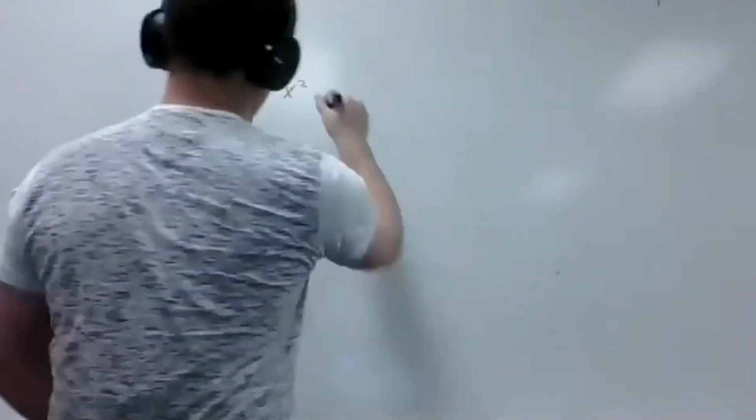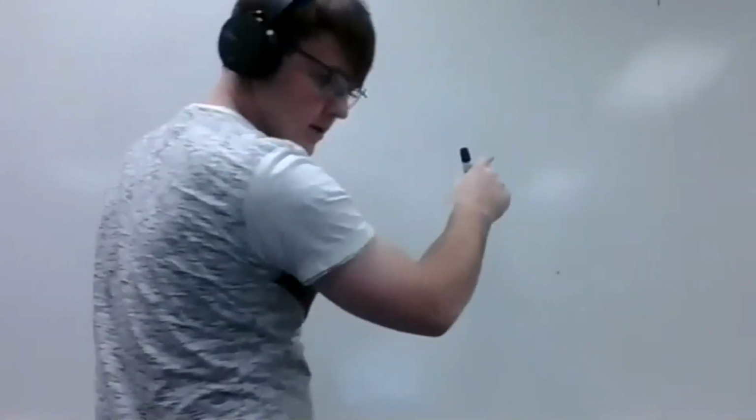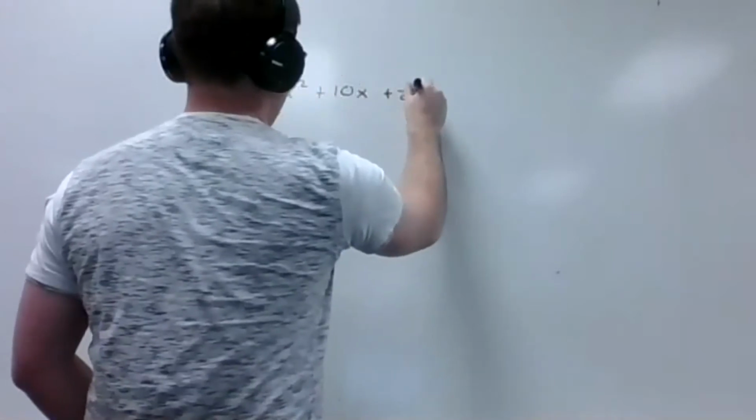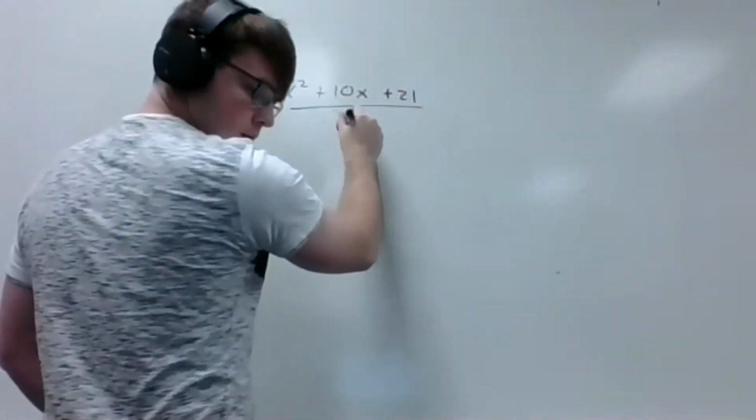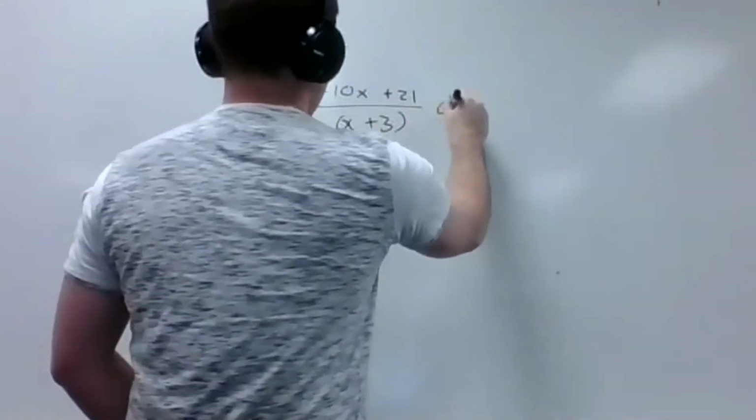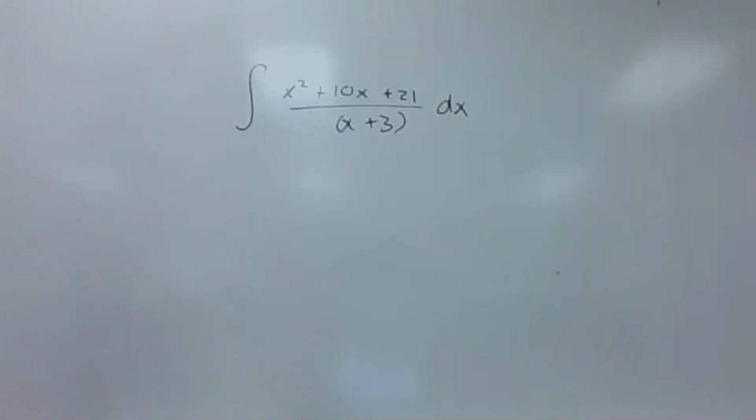So the first thing that I thought of when I was walking through the test is rewriting integrals algebraically before we actually take the integral. So let's say we have the integral of x squared plus 10x plus 21 over x plus 3. Now, this one looks kind of tricky, and you might think, well, we could do a u sub here, right?